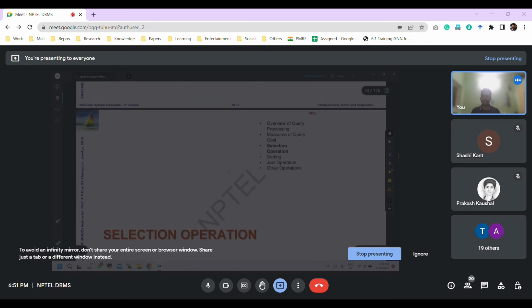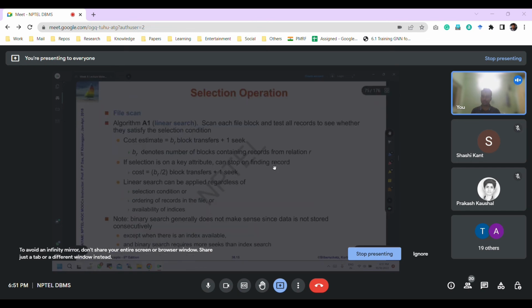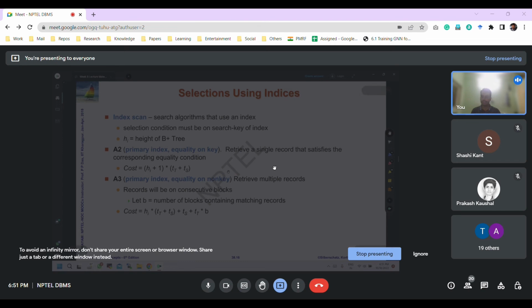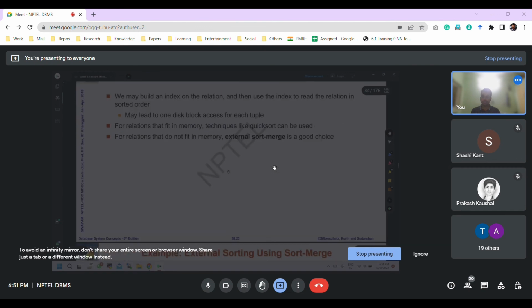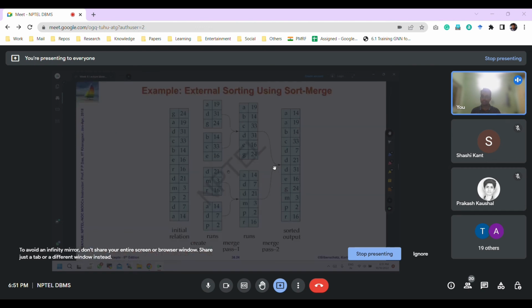There is query cost and selection operations. These are different formulas, we just have to apply them and we will get results. Then there is sorting. If there is some initial relation, we can create runs. Then we have to sort the chunks and merge them. And after a certain number of merge passes, we get the sorted output. Okay.